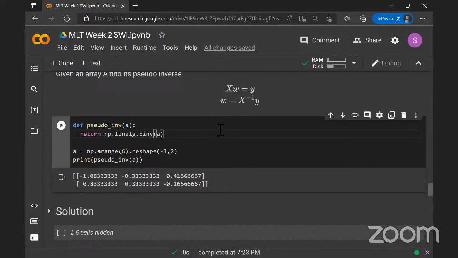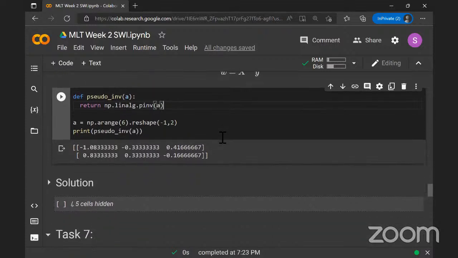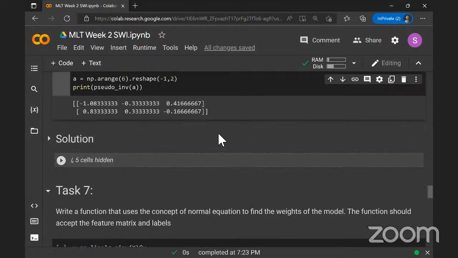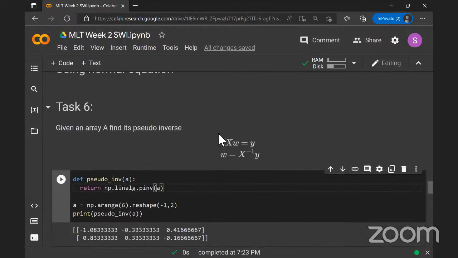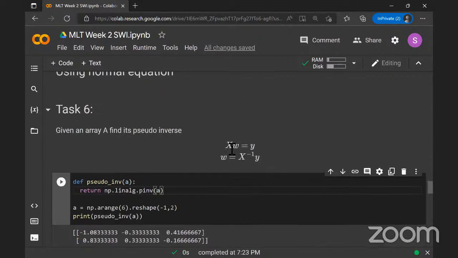Okay. Yes, sir. All right. Why have you reshaped that array? If you reshape the array, then you're not solving the original problem, right? Could you please explain why we are doing that reshaping? That's not recommended. We don't do it.